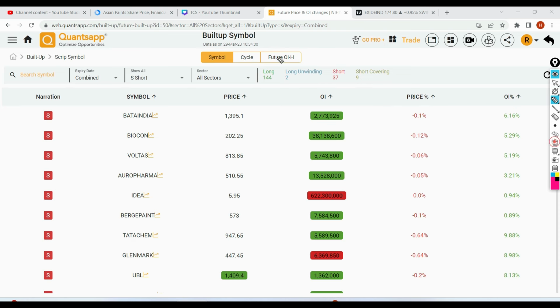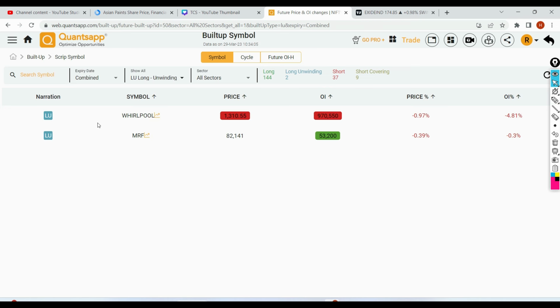Now, what is long unwinding? This is very simple, the opposite of long. Let's say you went long in Whirlpool, but today the price is going down. When you went long one or two days before, you expected the price to go up. But based on market conditions and sentiment, the price is falling. So your open interest will also fall, because whoever went long will be doing long unwinding. Either they will book profit, or someone who entered long today sees the market coming down and books their loss. So it is profit booking or people exiting their trade, which results in a decline in open interest. Got it, guys? This is self-explanatory, but still I'm explaining it.